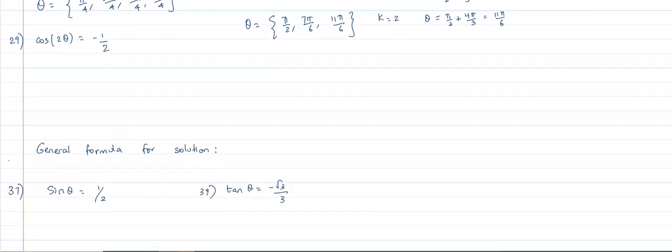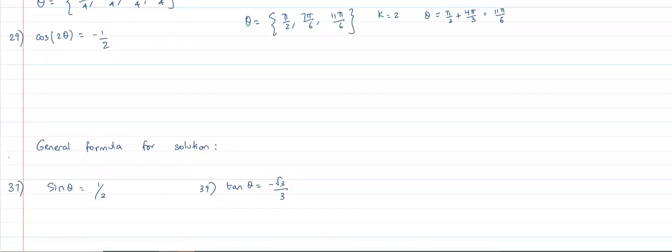Okay, here cosine 2 theta is negative half, which means 2 theta, so negative half. So first solution is in the second quadrant. In the second quadrant, that will be 2 pi over 3 plus k pi. Then in the third quadrant, it will be 4 pi over 3 plus 2k pi. I divide by the 2, I get pi over 3 plus k pi, and then I have 2 pi over 3 plus k pi. I just divided by 2 on both sides.